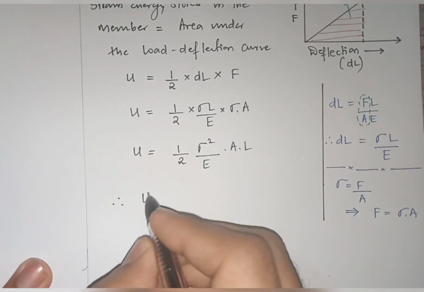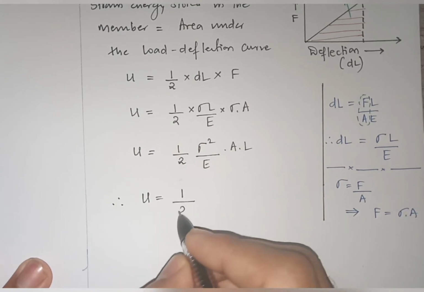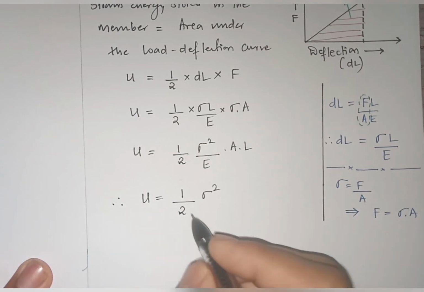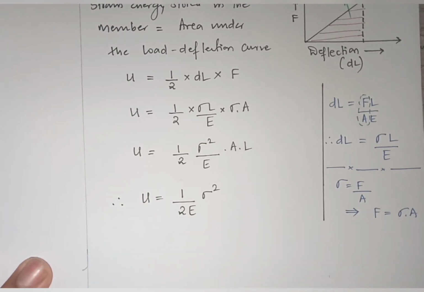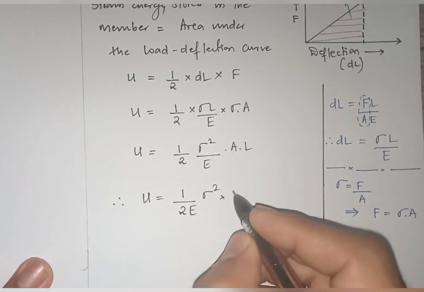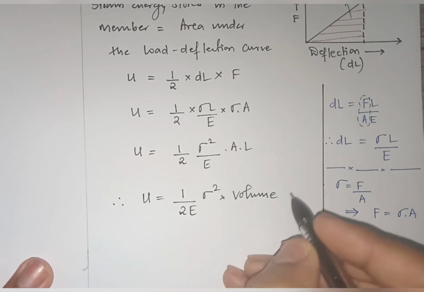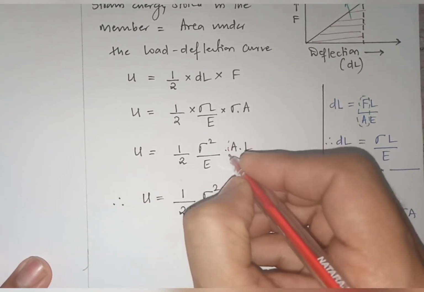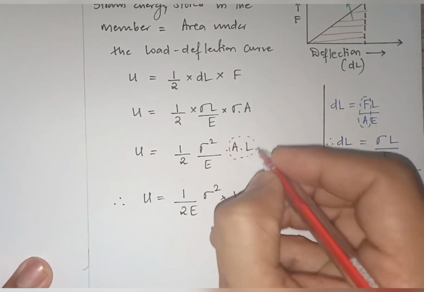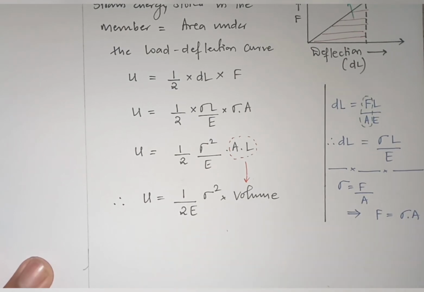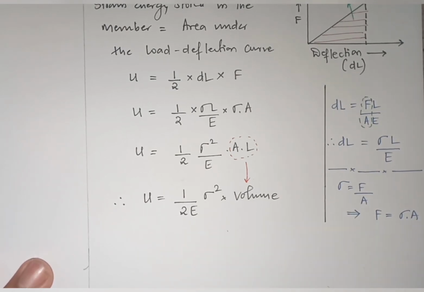So therefore U is equal to 1 by 2, sigma square divided by E, that is 1 by 2 into sigma square by E. What is A into L? Area into length. It is nothing but volume. I can just make a note here: area into length gives you volume. Right? So that is how you got this expression for strain energy.